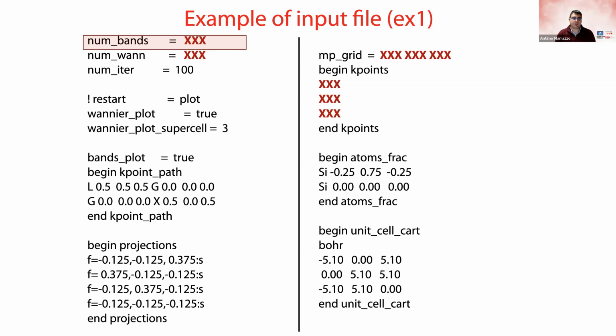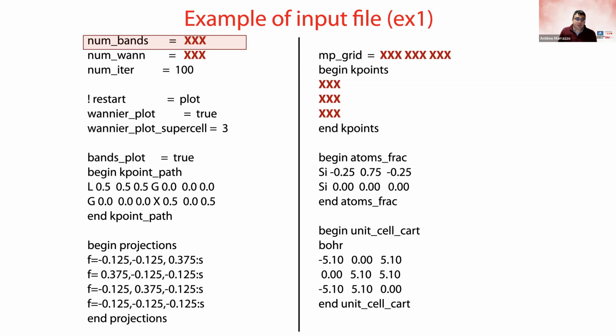So you can plot Wannier functions and specify in which supercell you want to plot them. You can write the interpolated band structure. This is done by the bands_plot flag. You need to specify, of course, a k-point path, which is what is done here. And there are optional flags to specify how many k-points you want to use in the sampling of this path.